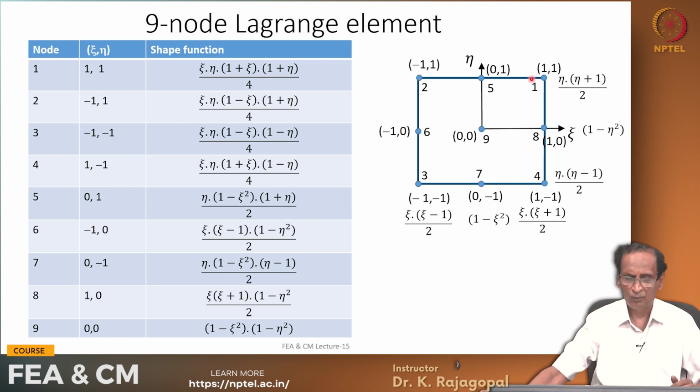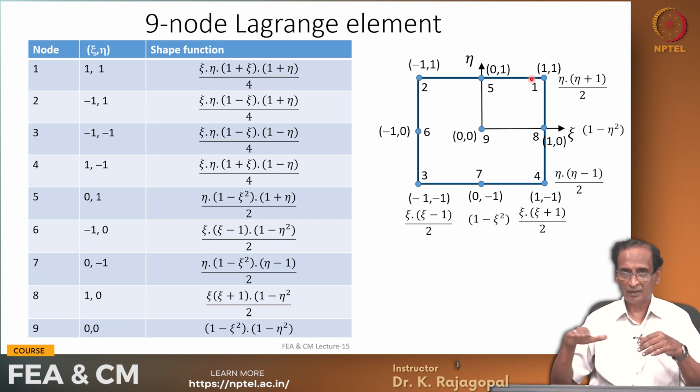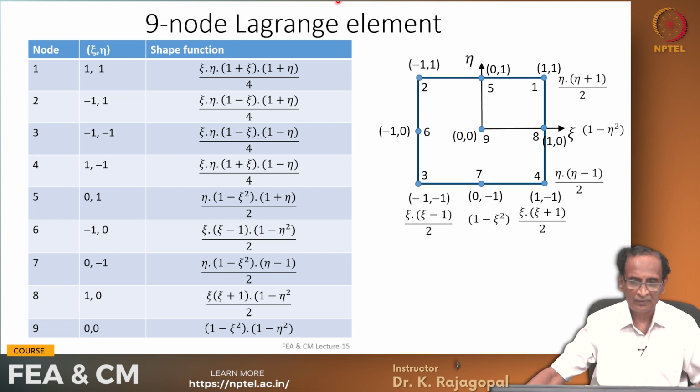The advantage with the Lagrange method is that we get the shape function separately in the xi and eta directions, and then take a product to get our shape function. So N1 will be the product of the two corresponding functions. Our N1 is xi eta times (1 plus xi)(1 plus eta) by 4, whereas N9 is simply the product of 1 minus xi square and 1 minus eta square, and similarly at all the other nodes.